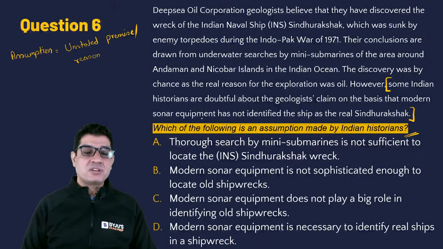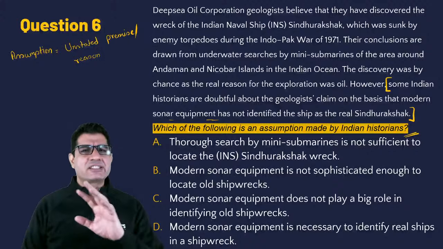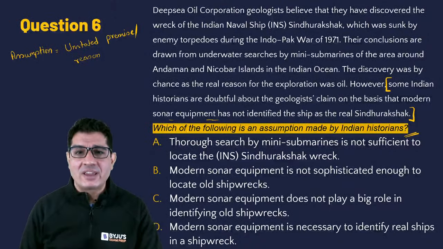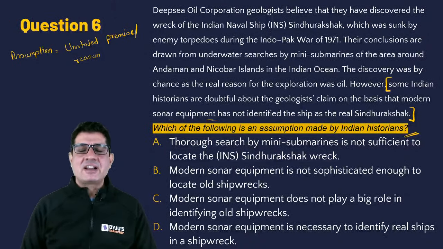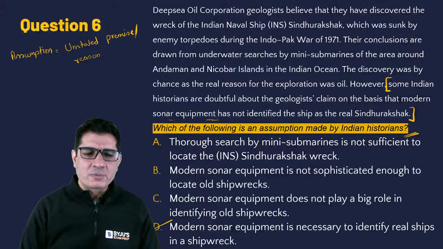So what is the assumption? The assumption is that sonar equipment is needed to identify it. That's the only authentic way of finding out whether a particular ship is the one that you claim it to be. And that is given to you in option D. So that's the answer. Let's quickly look at some of the other options that we have marked.